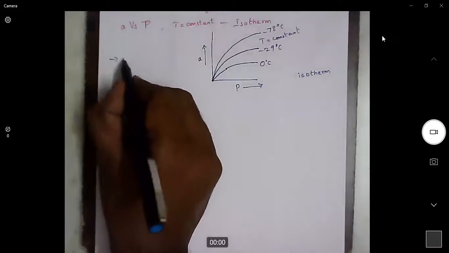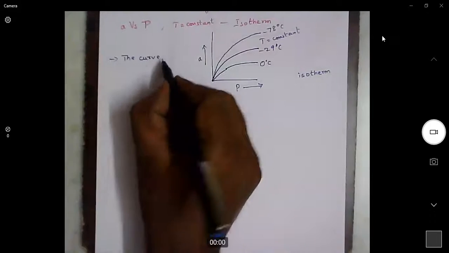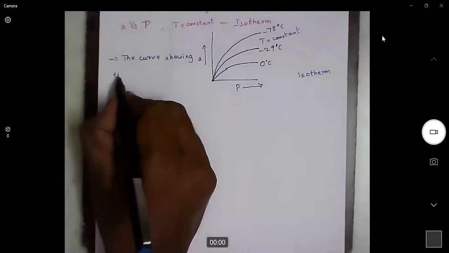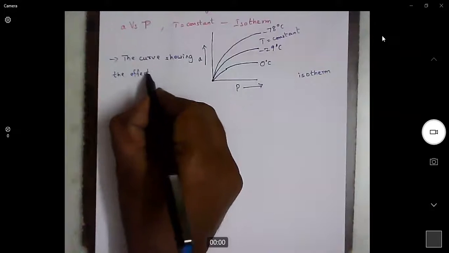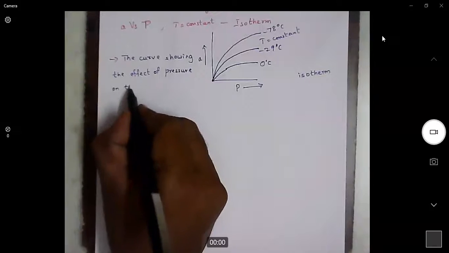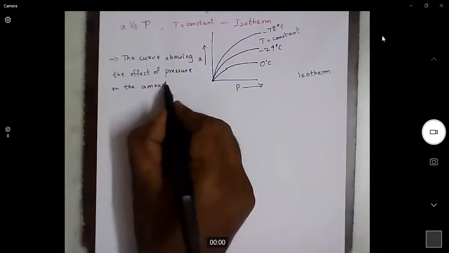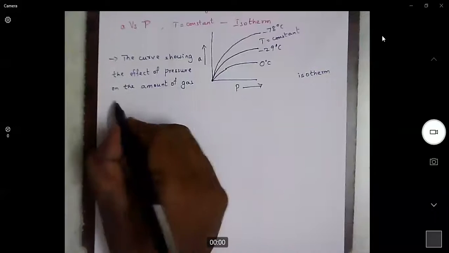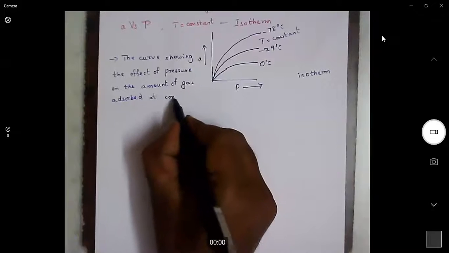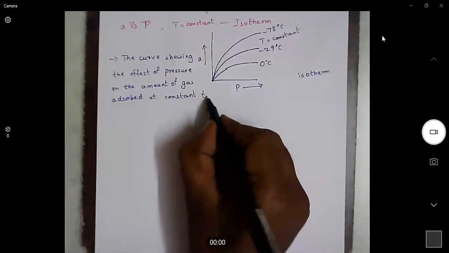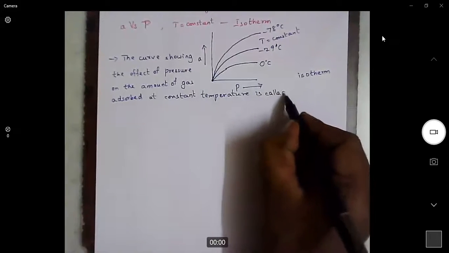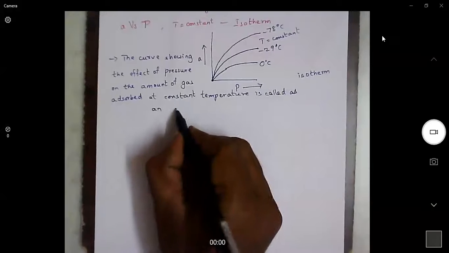Here the curve showing the effect of pressure on the amount of gas adsorbed at constant temperature is called an isotherm.